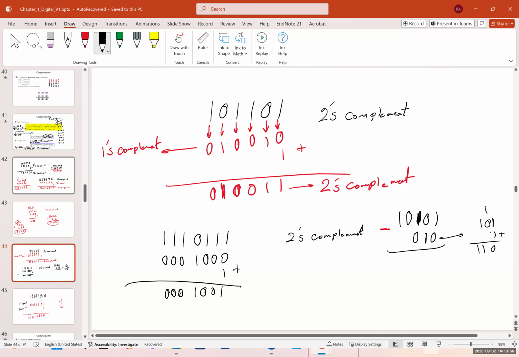Okay. So now what I'm going to do is I'm going to add this to 1, 1, 0. So 0 plus 1 is 1. 0 plus 1 is 1. 1 plus 1 gives us 0, 1. And 1 plus 0 is going to give us 1. And 1 is here. So it's going to give us 1, 1, 0, 1, 1.